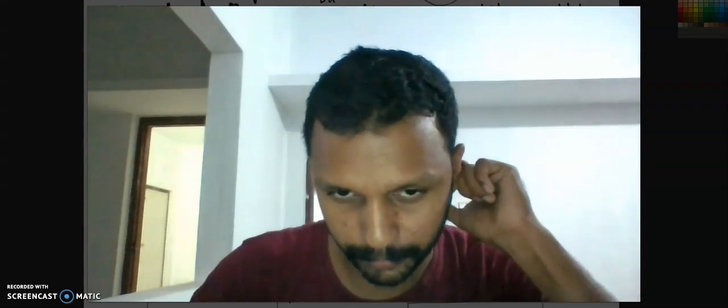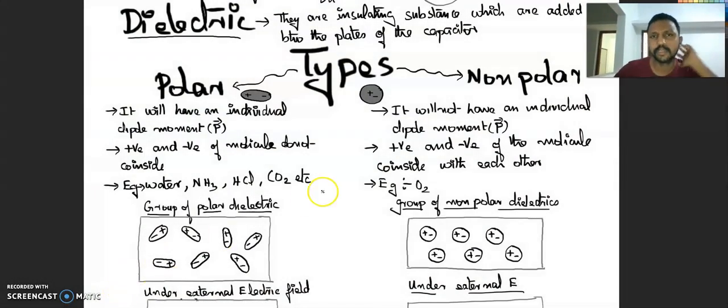Why are we adding dielectric between the plates of the capacitor? They are added in order to increase the capacitance of a parallel plate capacitor. That is the new thing that we are going to say. What is a dielectric? They are insulating substances which are added between the plates of the capacitor.